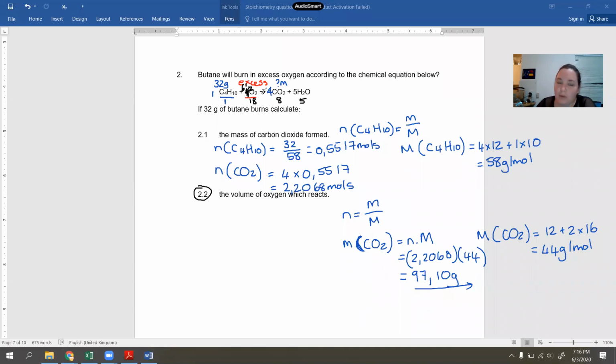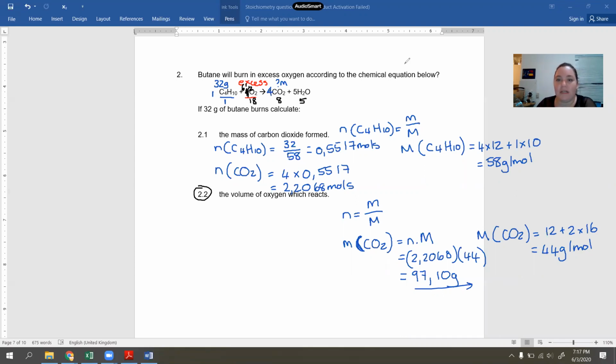Now, the important thing that I'm hoping you're beginning to get here is how the mole ratio idea is working. So what I did here was I first of all worked out the moles of butane, then I used the mole ratio, which are the big numbers in front, to link how many moles of butane react to produce how many moles of carbon dioxide, and then I worked out the mass of carbon dioxide.